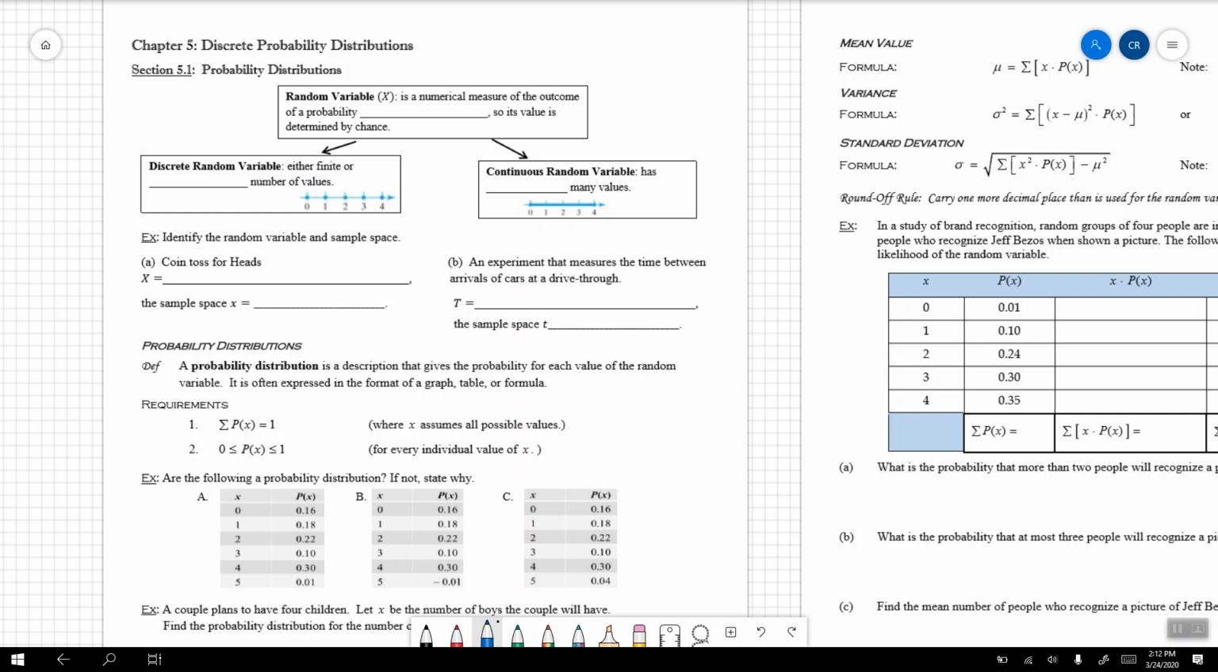All right, such a fun and exciting day. First we got chapter 4, now we're getting chapter 5. All right, so chapter 5, we're going to be looking at discrete probability distributions.